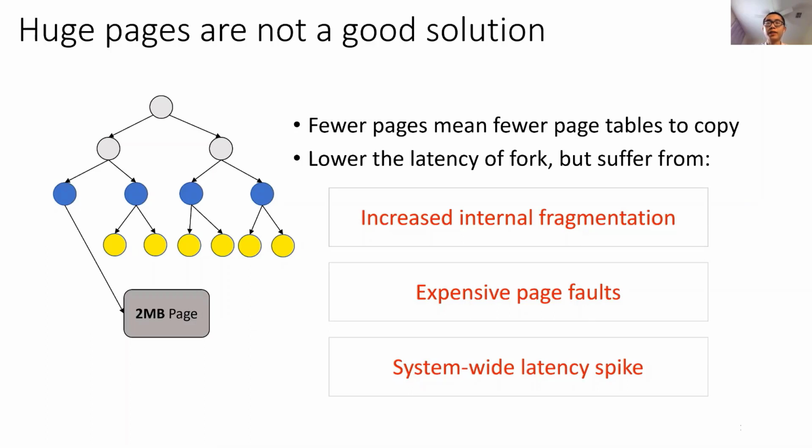Huge pages can lower the latency of fork, but suffer from the following problems. A page that is over 500 times larger is more likely to experience internal fragmentation and takes longer to copy in a page fault. Also, finding contiguous physical memory large enough to form a huge page takes longer, causing system-wide latency spikes. In fact, if you Google huge pages, a very common question people ask is how to disable huge pages.